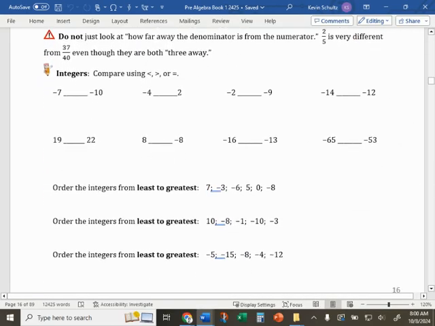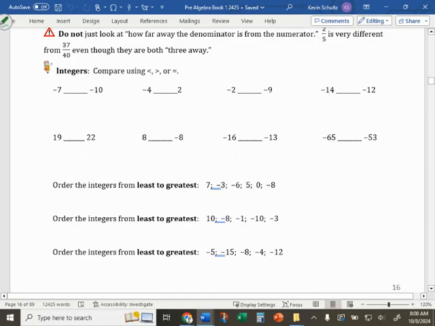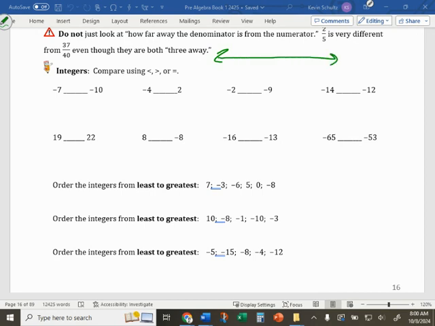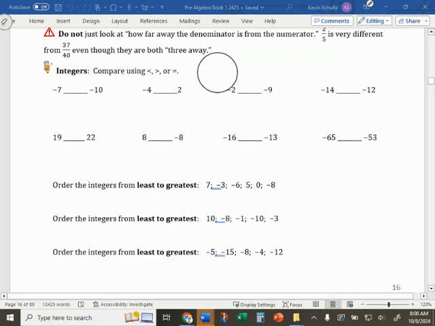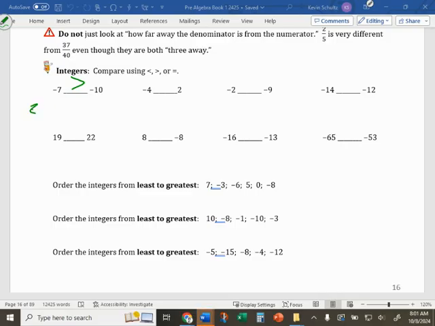An integer, remember, is a positive or negative non-decimal value. And if you struggle with integers, I recommend using a number line. Well, let's use one below our first one. -7 and -10. What symbol would you put in between there? Is -7 less than, greater than, or equal to -10, Ava? It's greater than. And how do you know that? Because on a number line, 7 is closer to 0 than 10 is.